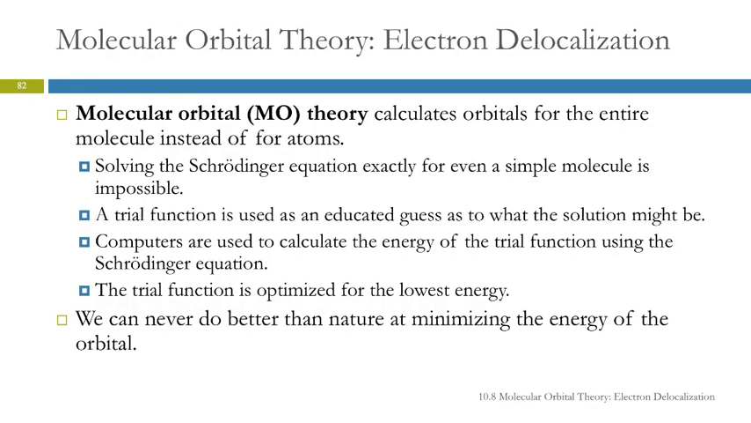So the Schrödinger equation is what describes an orbital, and it's impossible to solve even for a very simple molecule. So the best we can do is approximation. So they take a trial function and they see how that works, and then they tweak it and they try to get to the lowest energy. So they calculate a function that will give the lowest energy. Now this is an approximation of what actually exists in nature. We can never do better than nature at minimizing energy. But the idea is that these orbitals will combine in a way that makes the minimum energy possible.